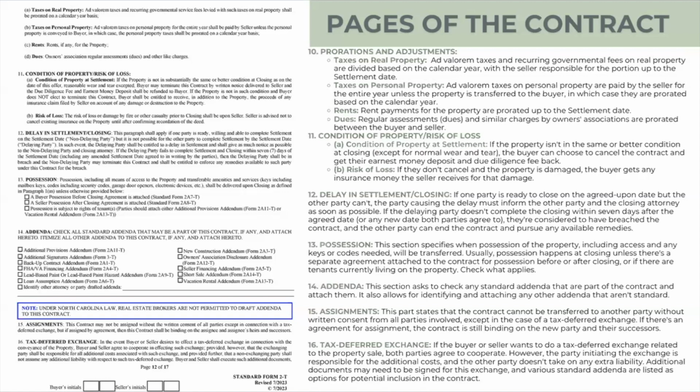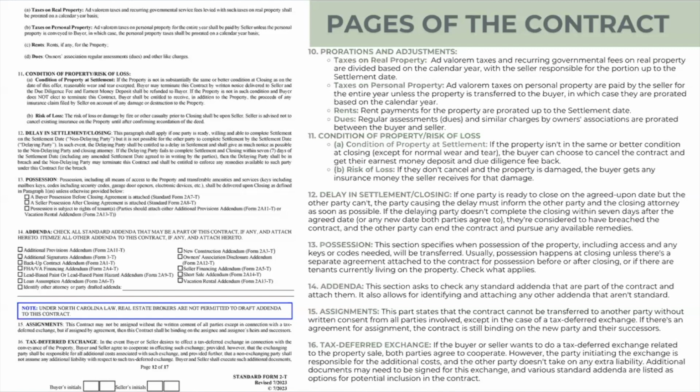Number 12, the delay in settlement or closing. If one party is ready to close on the agreed upon date, but the other party can't, the party causing the delay must inform the other party and the closing attorney as soon as possible. If the delaying party doesn't complete the closing within 7 days after the agreed date, they're considered to have breached the contract, and the other party can end the contract and pursue any available remedies.